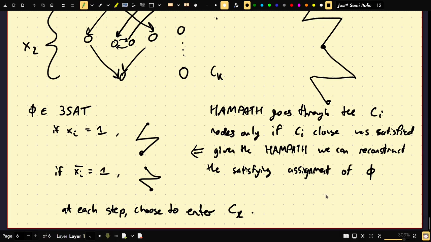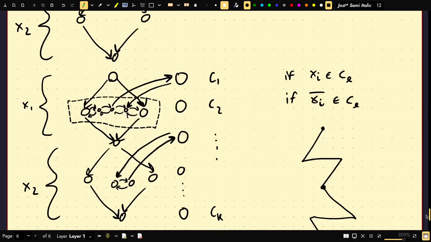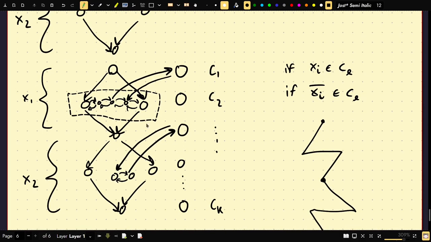As a quick aside, because each of these clause nodes is going to go to three diamonds, what's stopping you from doing the following path? We'll do dotted. You go, and then you jump to some bottom one, and then you continue. The reason this is prevented is because then these nodes here are not in the Hamiltonian path. So it's not a Hamiltonian path. That's just a normal path.